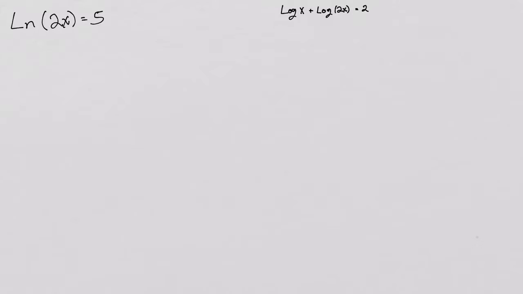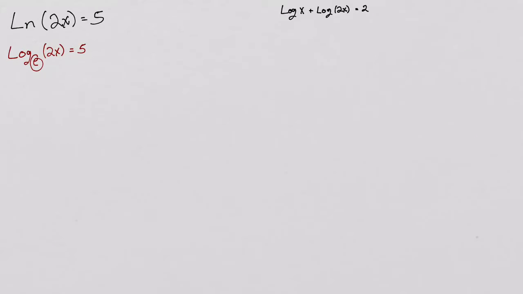I have a pretty straightforward example here, ln of 2x equals 5. There's two ways to actually solve this. I'm going to solve it by changing ln to log base e. I will show another way as well underneath it. So I showed most of you guys to change ln to log base e of 2x equals 5.